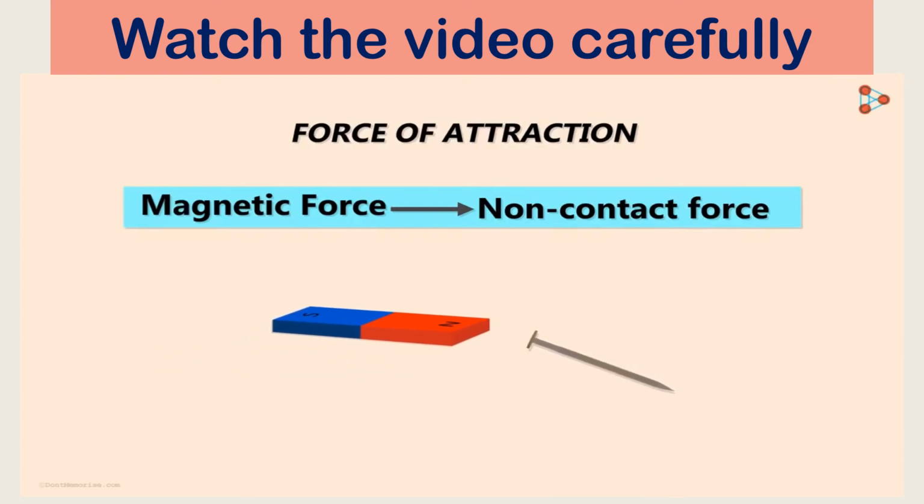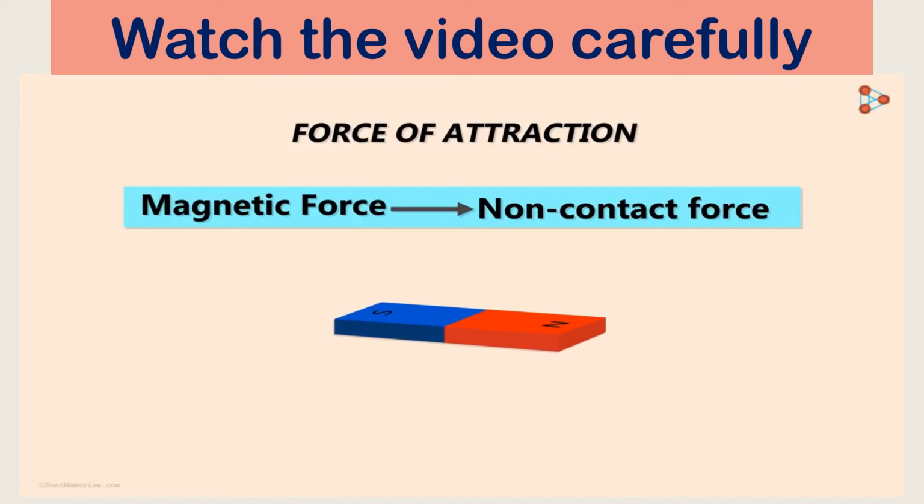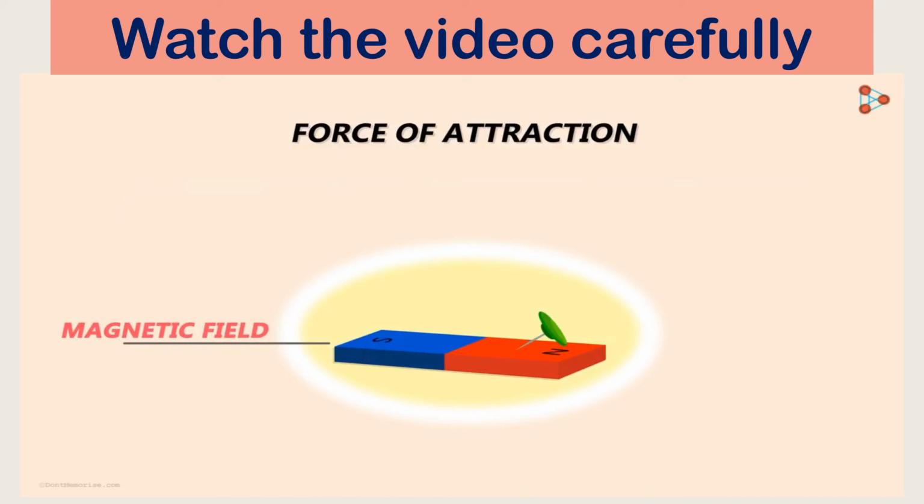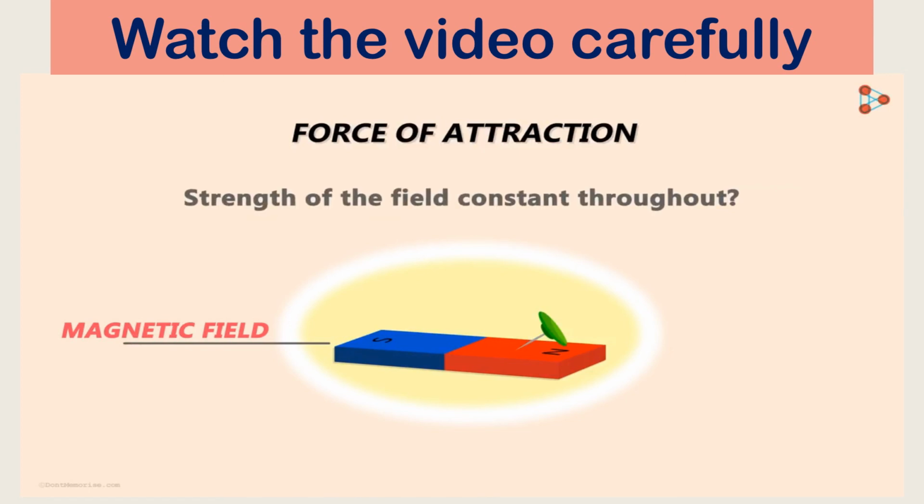But what does this non-contact nature of the magnetic force tell us? It tells us that there is an invisible field produced by the magnet in the space around it. And if you bring any ferromagnetic material in this field, then it experiences that force of attraction. We cannot see this field, but it exists. This field is produced by a magnet and hence it's called a magnetic field. Now I'll ask you an interesting question. Do you think the strength of this field is even throughout the area around the magnet?